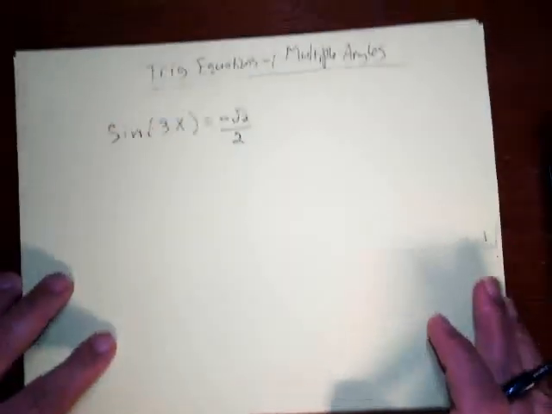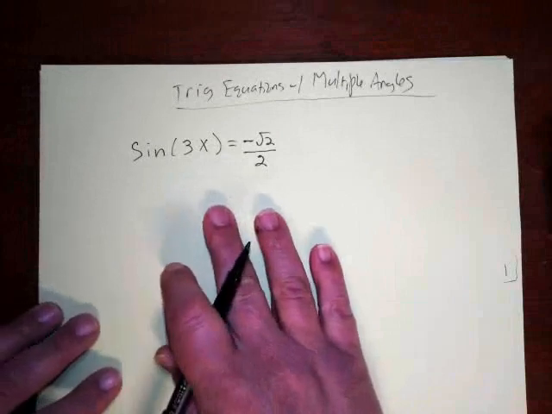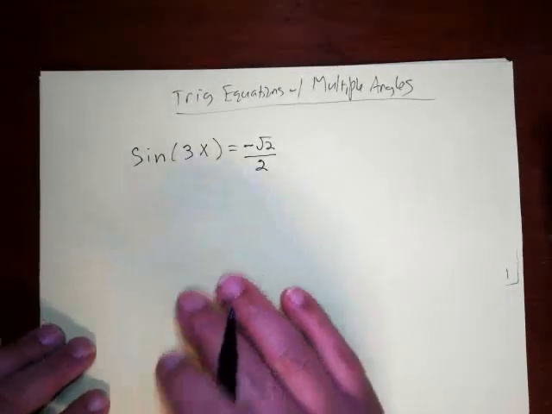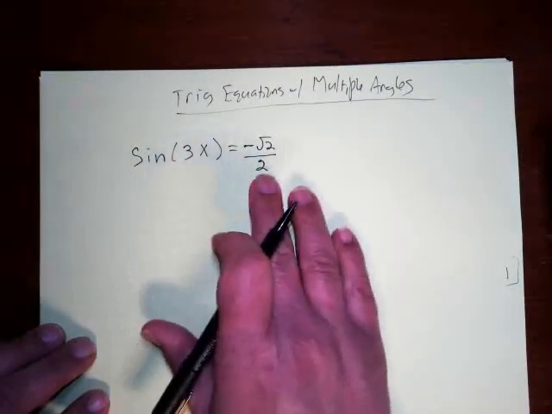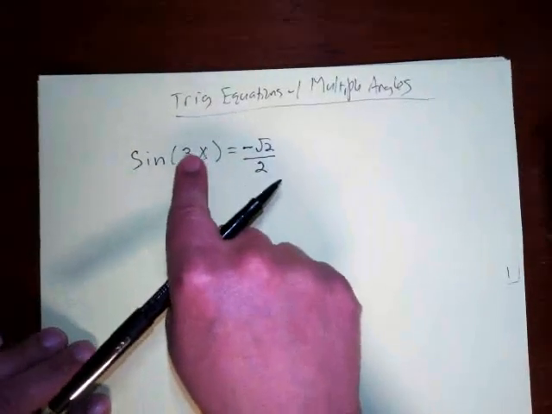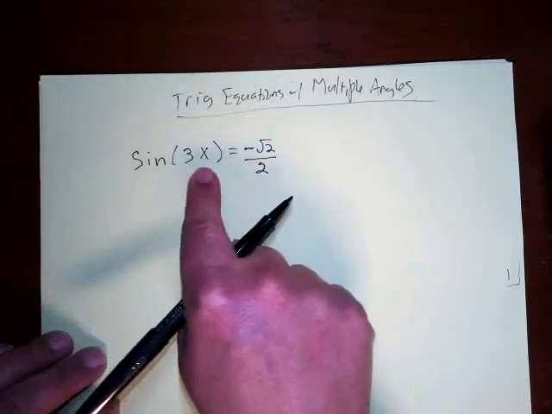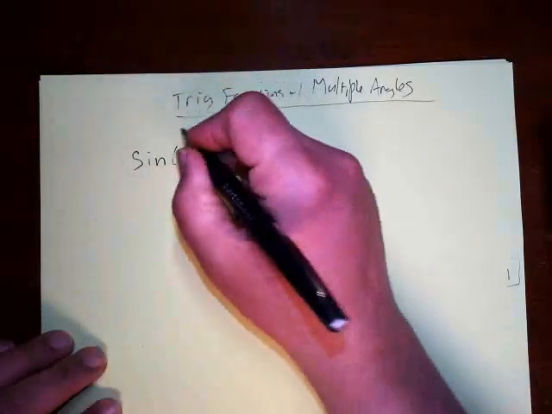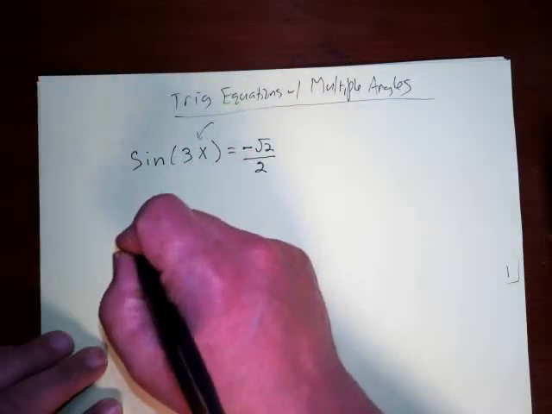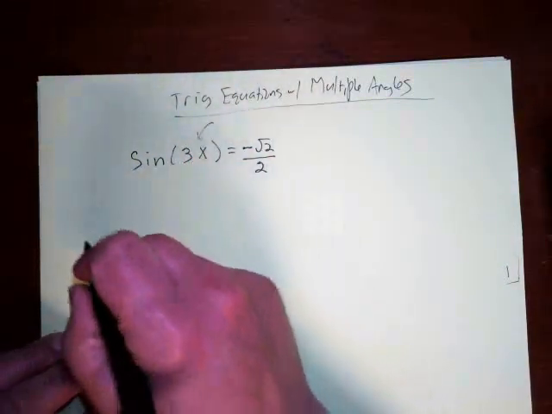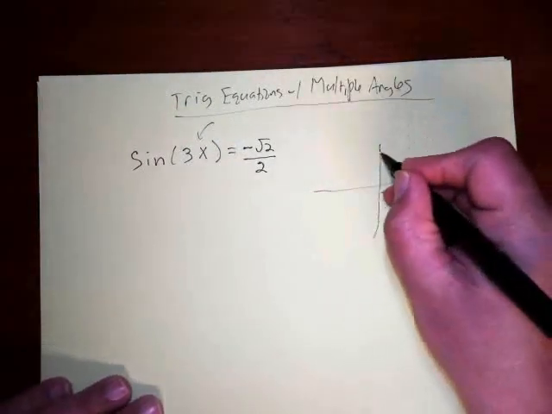Okay, well this is called a multiple angle equation, and it's not a big deal. This is very, very easy. Basically what you're going to do is find the solution. Don't worry about the 3. What makes this a multiple angle is the 3 inside the sine being multiplied by the x. So I'm going to just find what angle 3x has to equal. And so basically I'm going to just solve this as if it were a regular one.